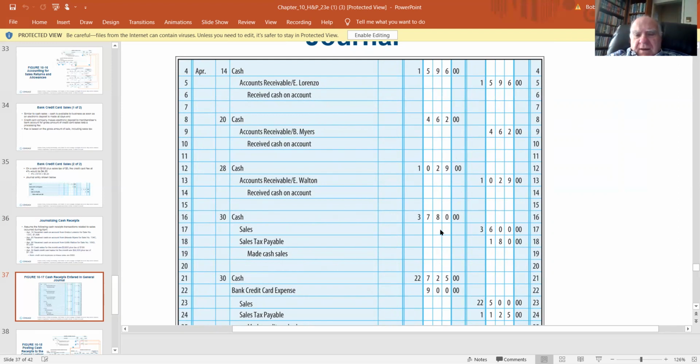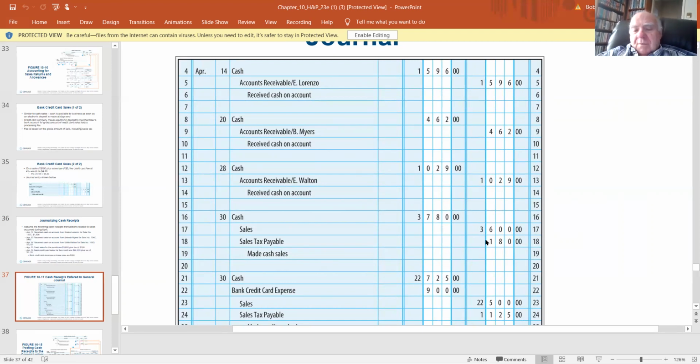Here, we made a cash sale. The sale was $3,600, and they told us the sales tax was $180. I wish it was $180 of revenue, but it's not. The total cash that we received was $3,780. That $180 is now our responsibility.